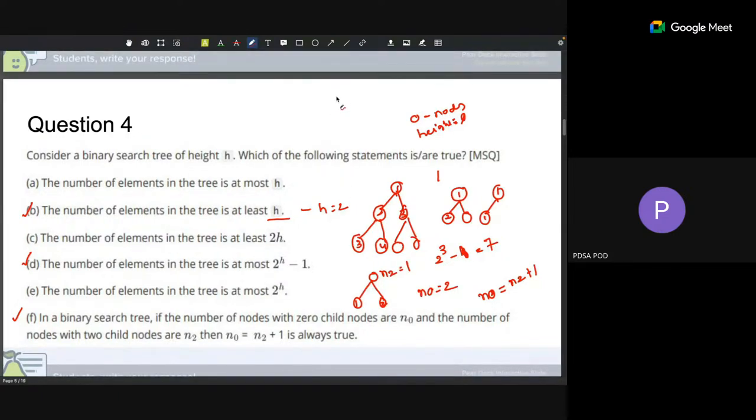Even if you go with an unbalanced tree, you have the tree like this. You have this, and you have this. Even in this case it happens, whether it's balanced or unbalanced. So if you consider the number of nodes with two children, this is 1, this is 2. Now N2 is 2. Am I right then? 2, 2, 2.